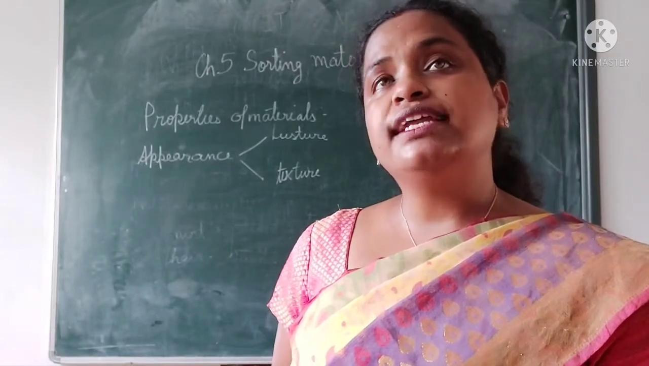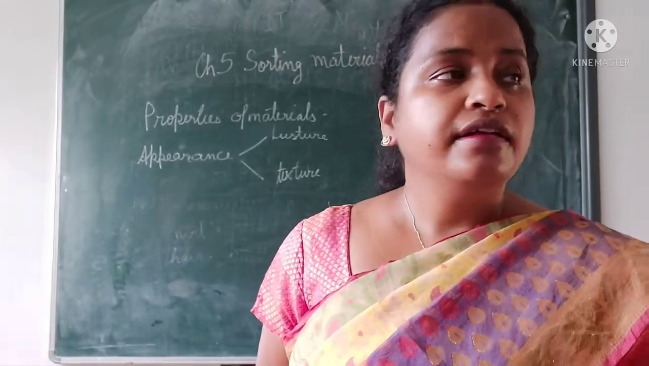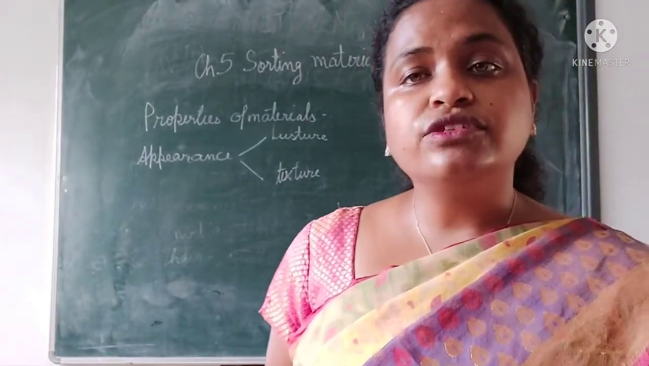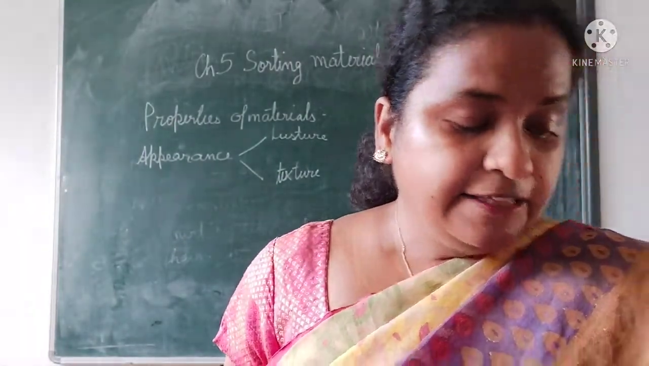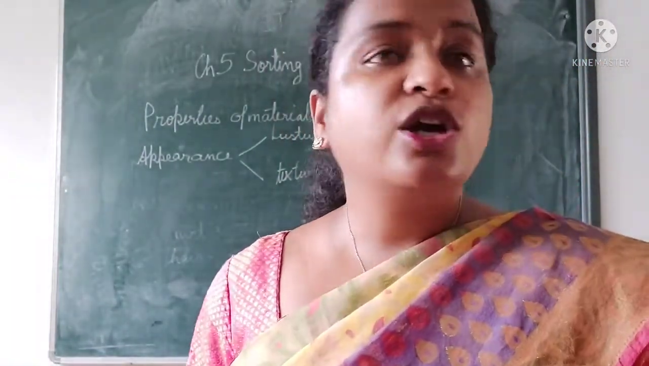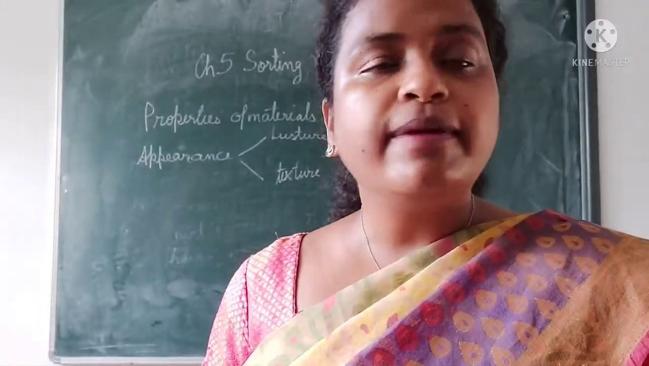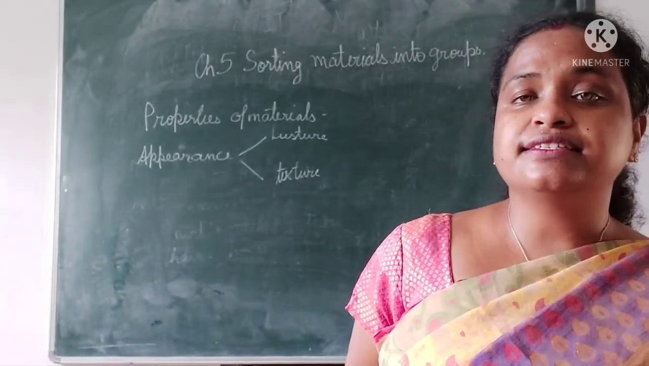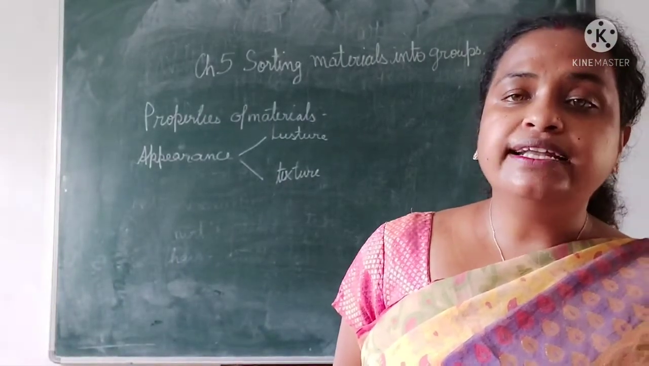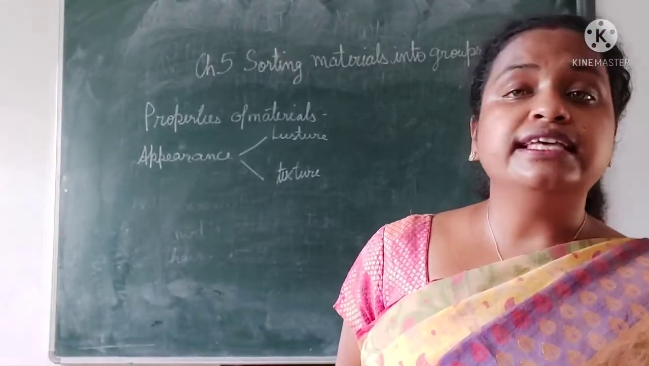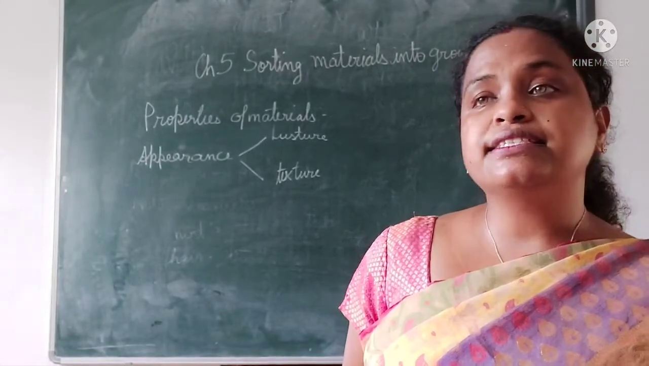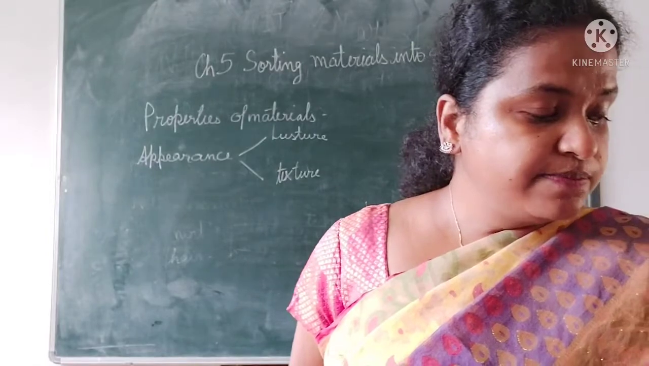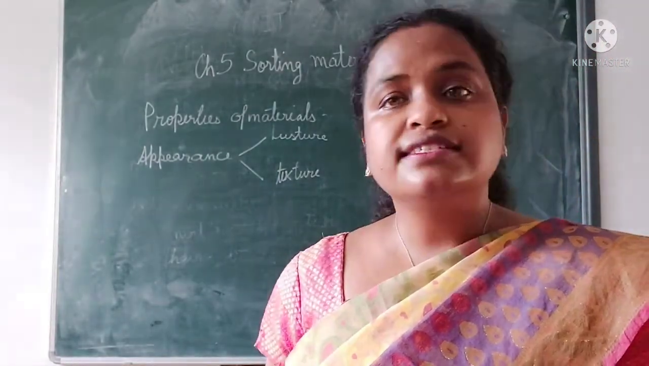Hard materials, like wood, iron, plastic, are hard, right? And soft materials are like rubber, cloth. Is there any difference? Yes, hard materials cannot be easily broken, but soft materials can easily be torn. Then comes transparency. What is transparency?